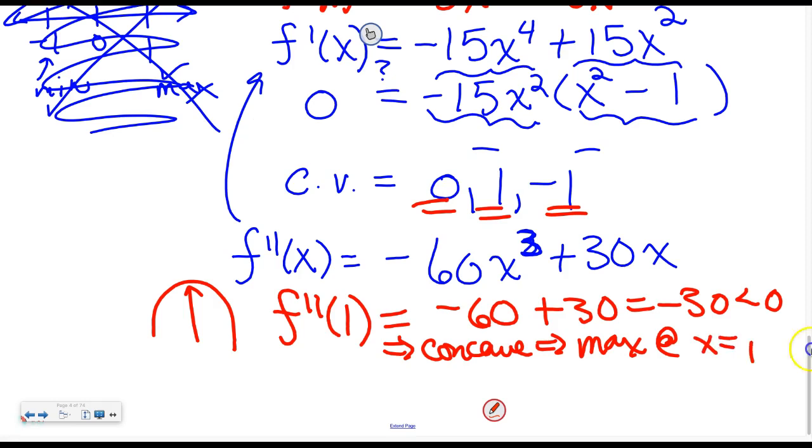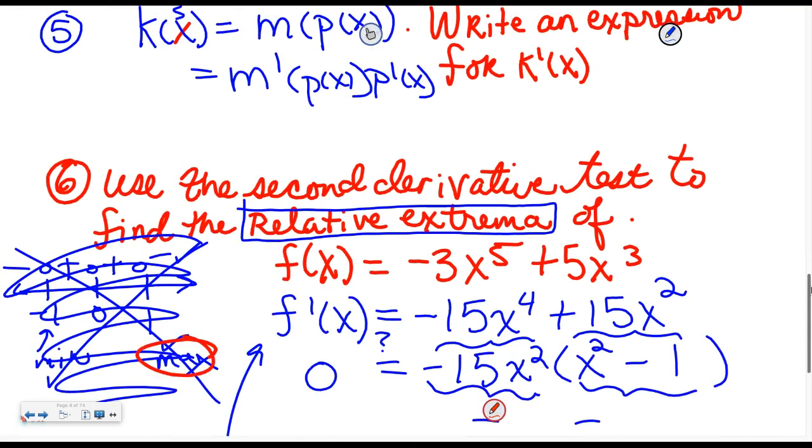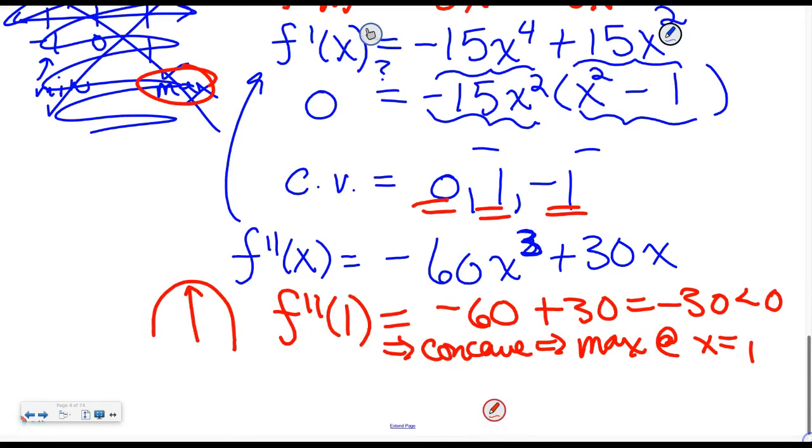Does that give me the same conclusion that the first derivative gave me at 1? I crossed it out, but do you see how it was a max? It's the same conclusion, different way to find it.